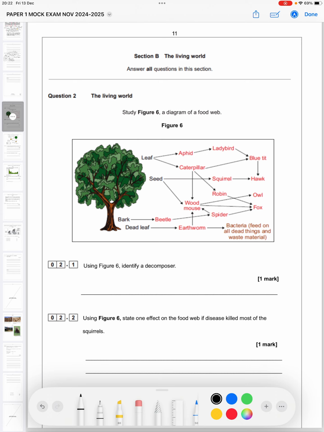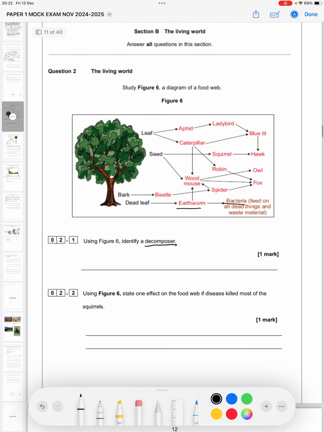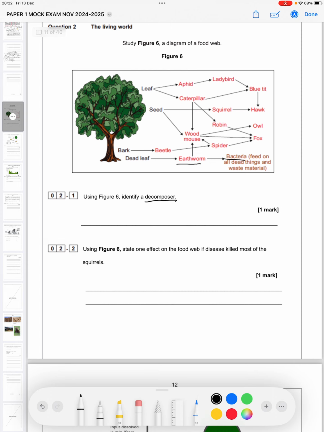So we've got Living World. First of all, we have to use figure 6 to identify a decomposer. This is where our revision comes into play. So looking at figure 6, we can see that our decomposers are the earthworms and the bacteria. Done, dusted, 1 mark.